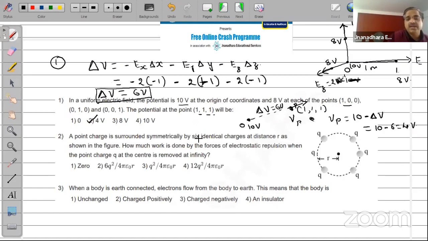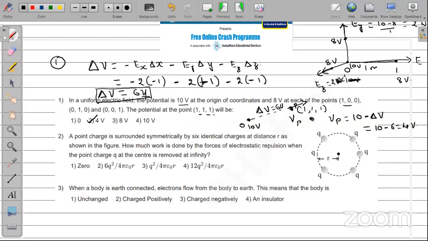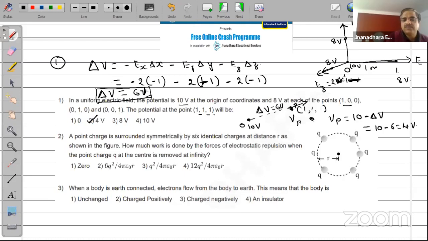A very interesting idea on the electric field and the potential difference. Am I clear? Is it okay for all of you? How I got this as 6 volts is because there is a potential difference coming in all directions, X, Y, and Z. And therefore the potential difference at that point will be 6 volts.